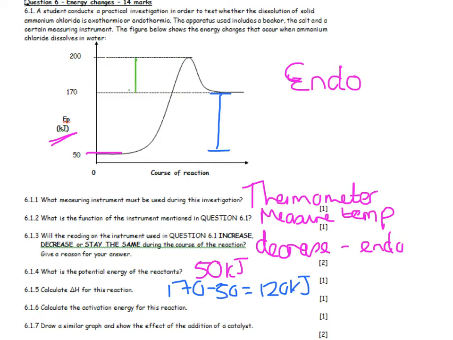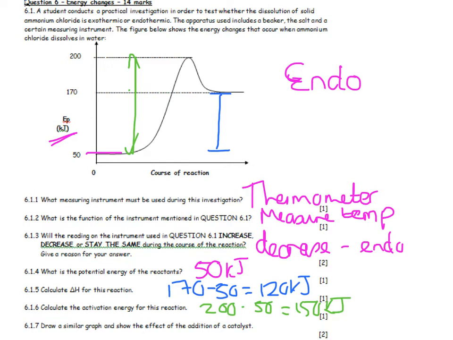Calculate the activation energy. That is going to be, you would think, all the way from there to there. There we go, from the reactants all the way to the top of the activation curve. So that's 200 minus 50, and you land up with 150 kilojoules. Don't forget your unit each time.